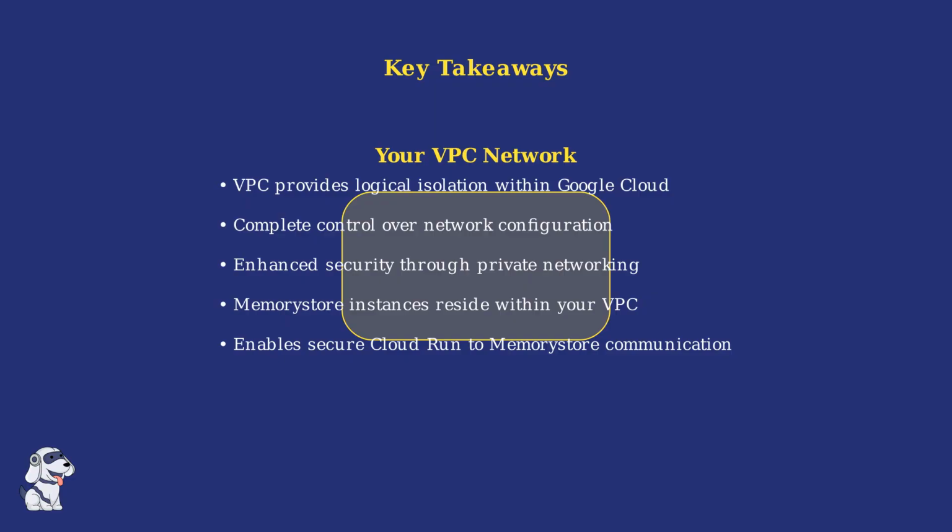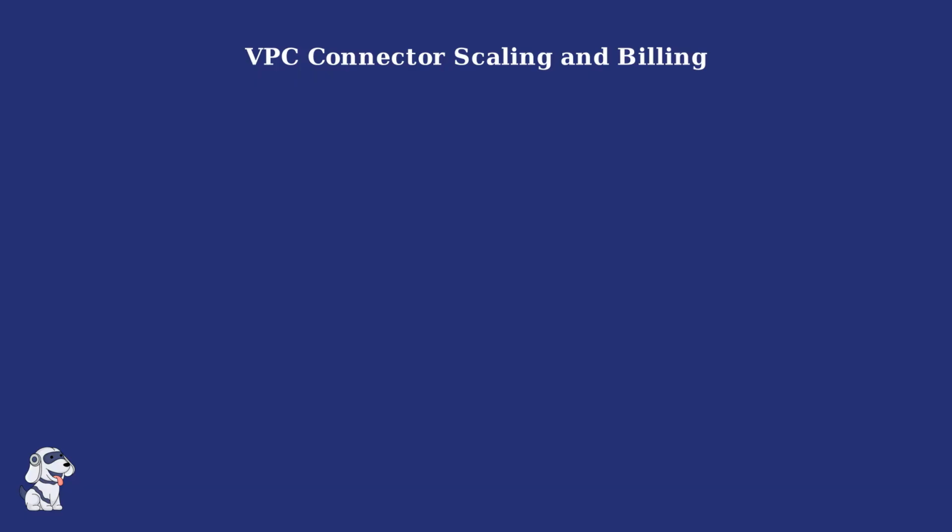In our next section, we'll explore how VPC connectors enable Cloud Run services to access resources within your VPC network. Understanding how VPC connectors scale and how you're billed for them is crucial for managing costs effectively in your Google Cloud infrastructure. VPC connectors automatically scale to handle your application's traffic demands.